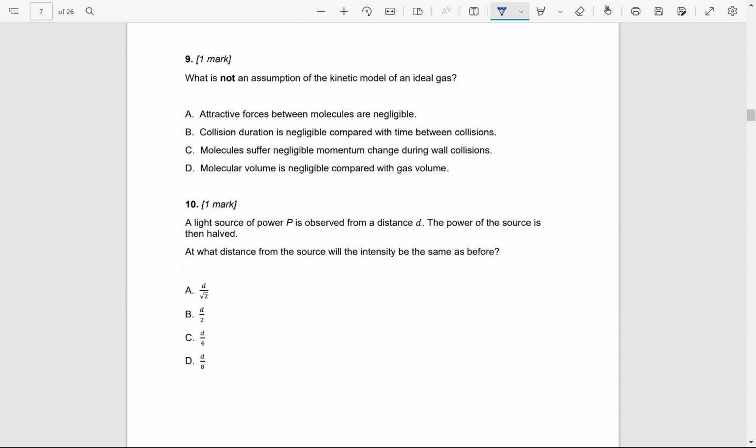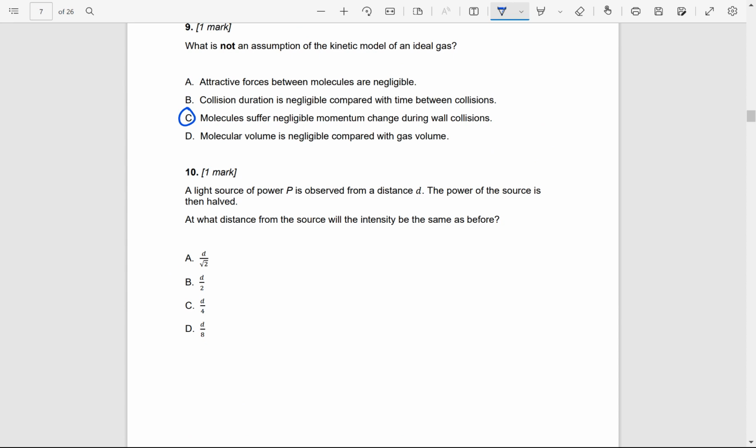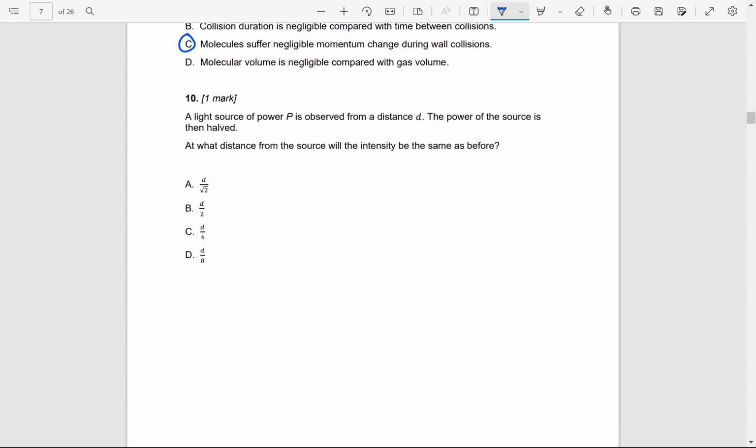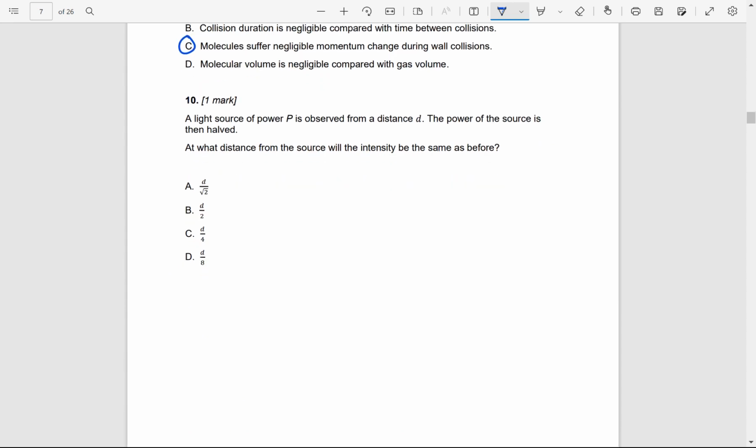Question 9 is like a recall question. It's one of those ones you either know it or you don't. You must learn the assumptions of the ideal gas. There are several assumptions of the ideal gas, and you need to learn them. If you do learn them, the answer is C. Molecules suffer negligible momentum change during wall collisions. That is incorrect. That is what essentially causes the pressure upon the surface of a container from the force upon the area of the container. So it's C.